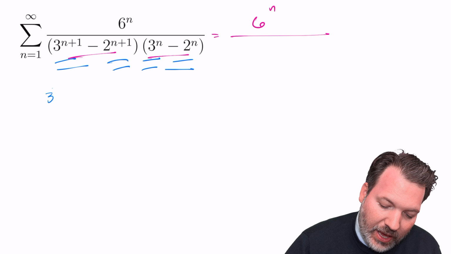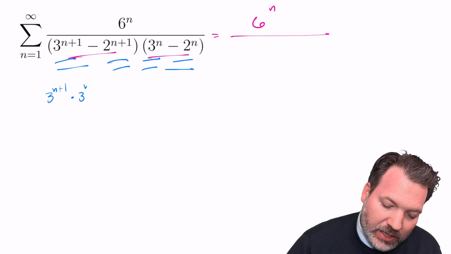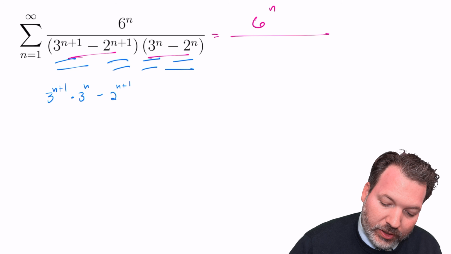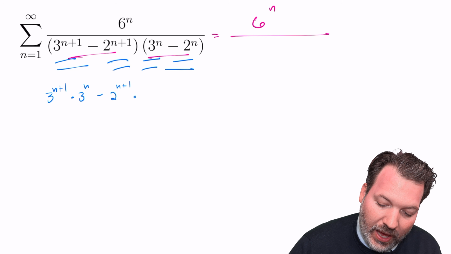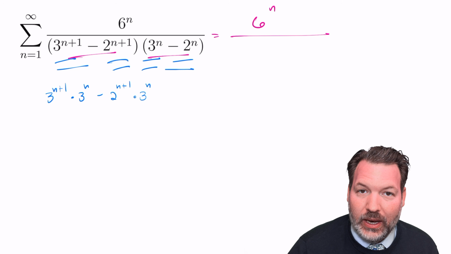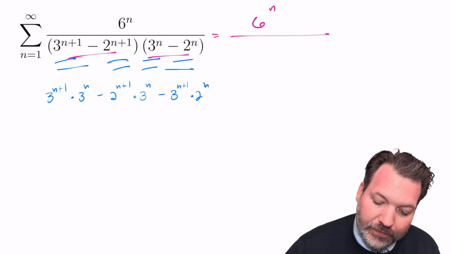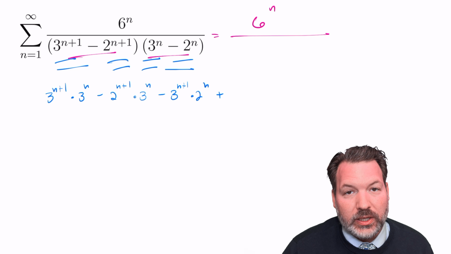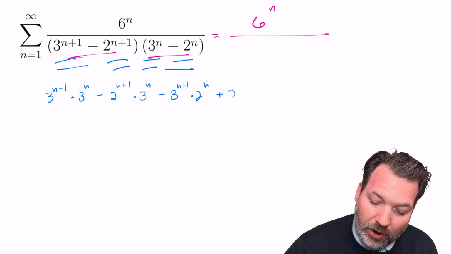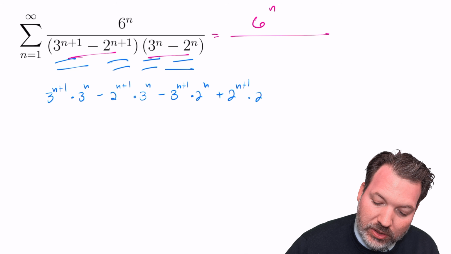Now, 3 to the n plus 1 times 3 to the n would be our first term. Then multiplying the inside terms, for example, we're going to get minus 2 to the n plus 1 times 3 to the n, and multiplying those outside terms, minus 3 to the n plus 1 times 2 to the n. And finally, multiplying those last terms, since they're both negative, we're going to have a positive 2 to the n plus 1 times 2 to the n.